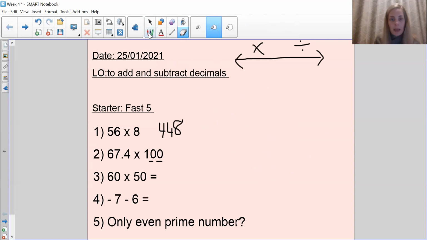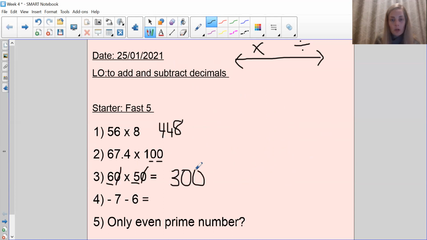Right, this is a nice basic arithmetic question where I've got to use my mental calculation. So I say 6 times 5 is 30, and I write the 30 down. And now, how many zeros do I have in my number? I have 2, so I need to put 2 zeros in my answer, okay? Right, I've got a negative 7, minus 7, minus 6. So I'm going to start with negative 7, and whenever we subtract, we move to the left, okay?